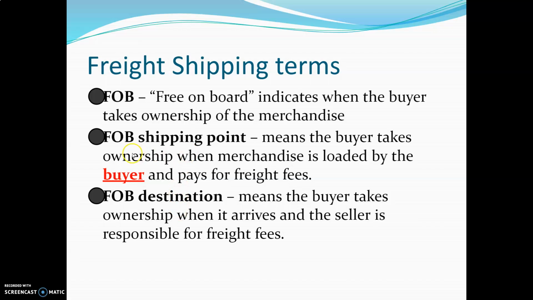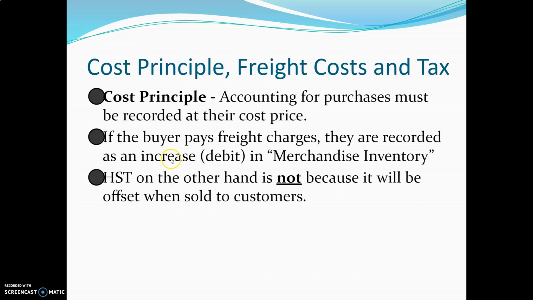So shipping point means that the buyer of the merchandise is paying for the freight fees, and destination means that the seller pays for it, and we do not include any kind of calculations or anything related to freight or merchandise fees when it is FOB destination. That is when we're talking from the buyer's perspective.